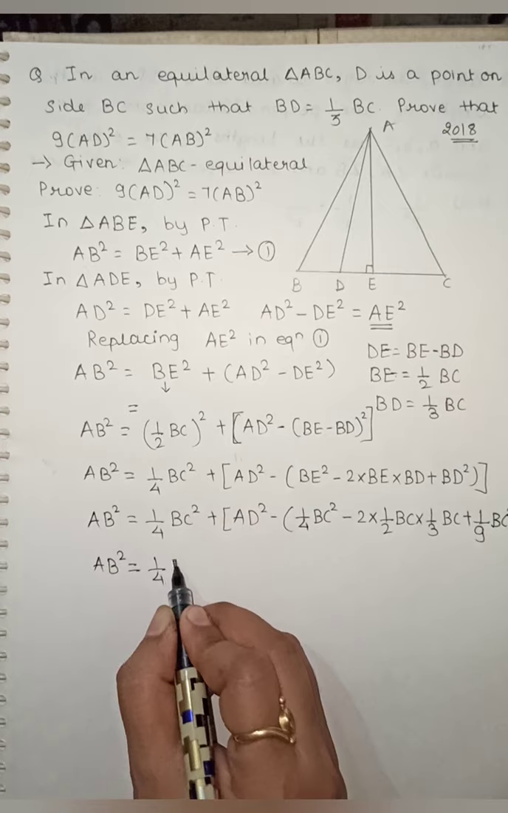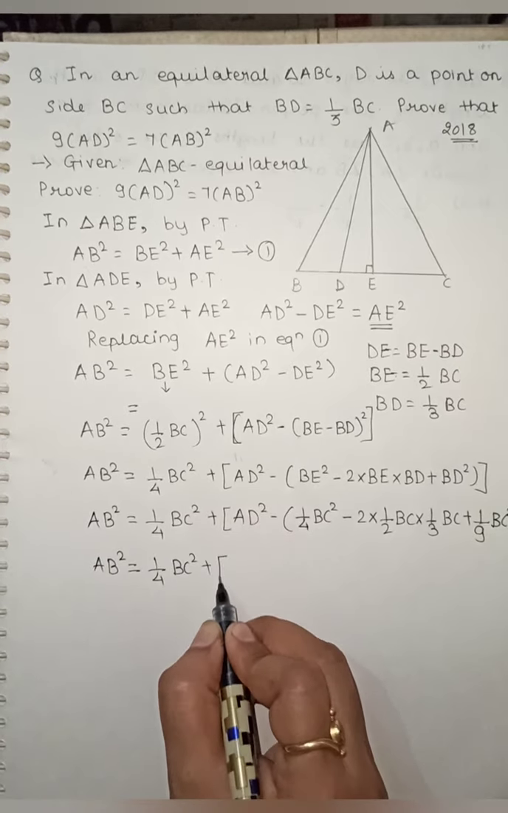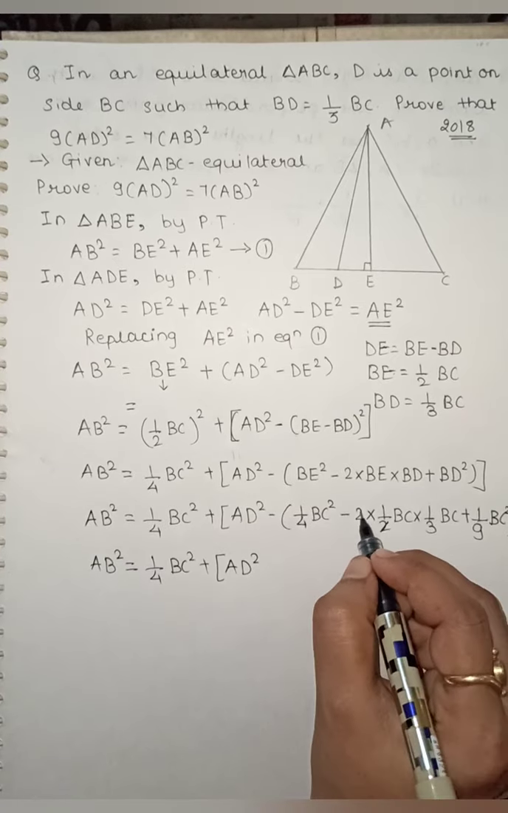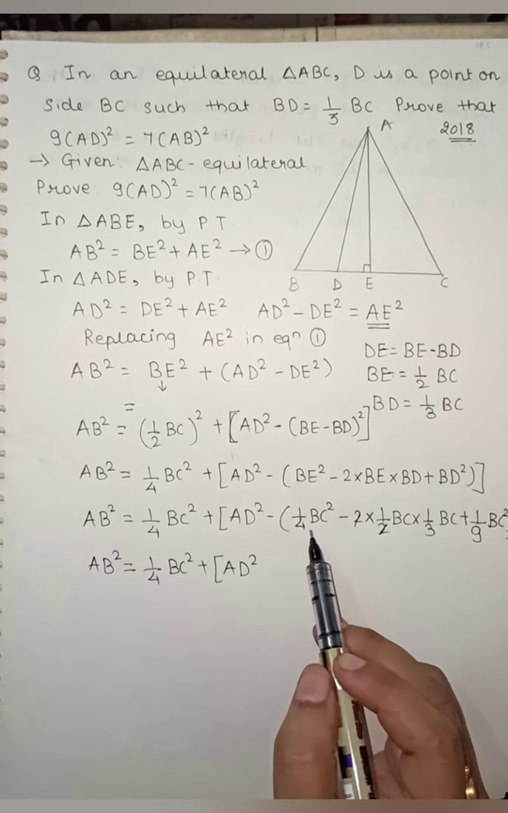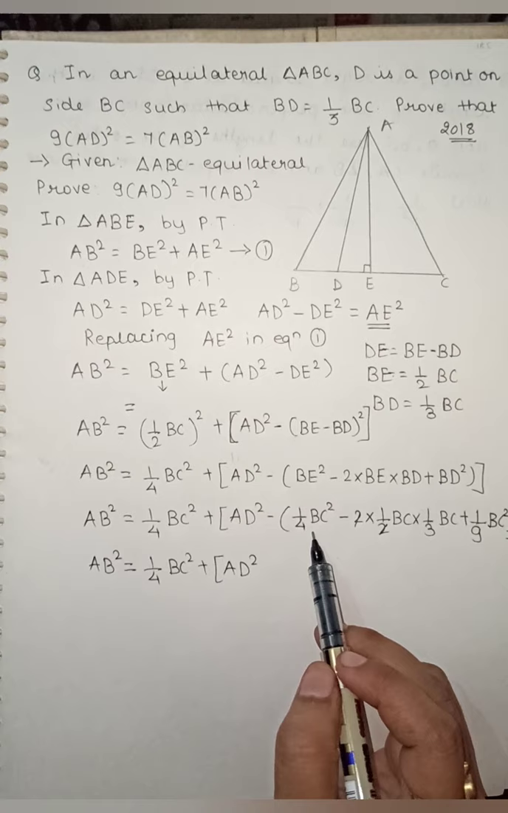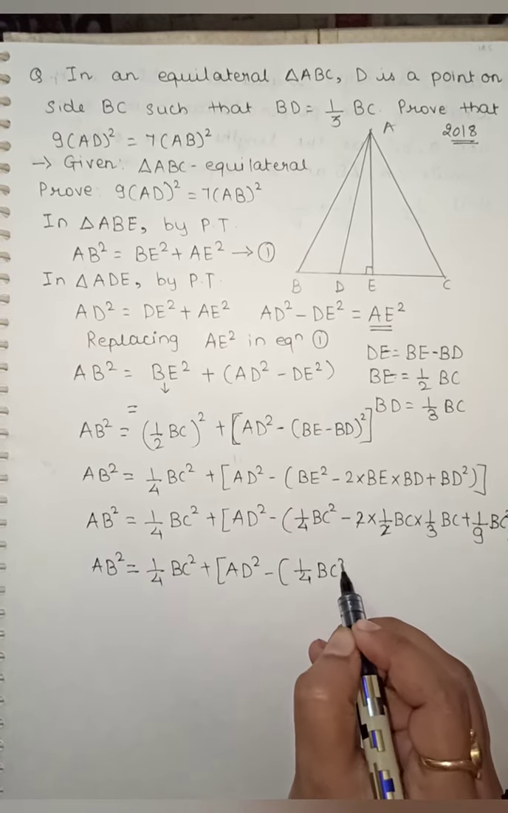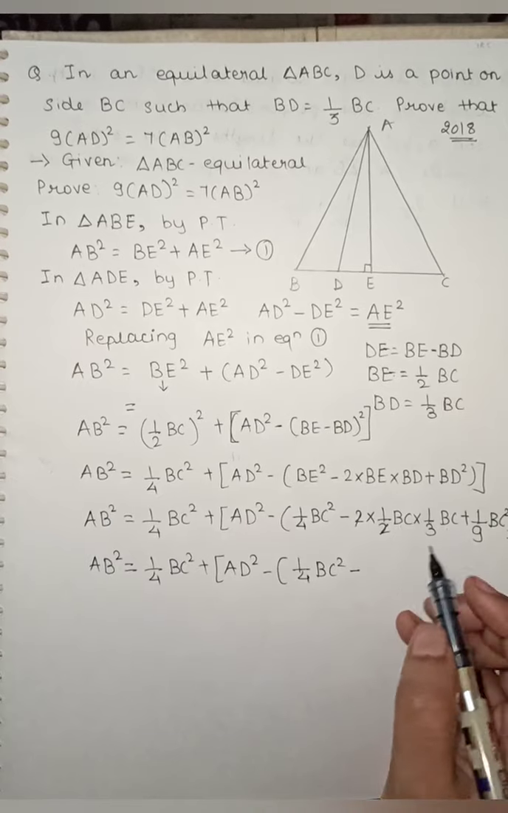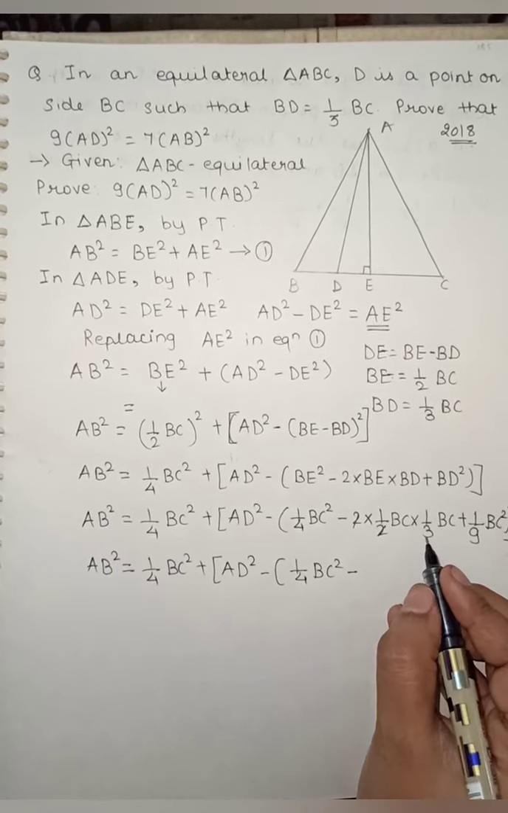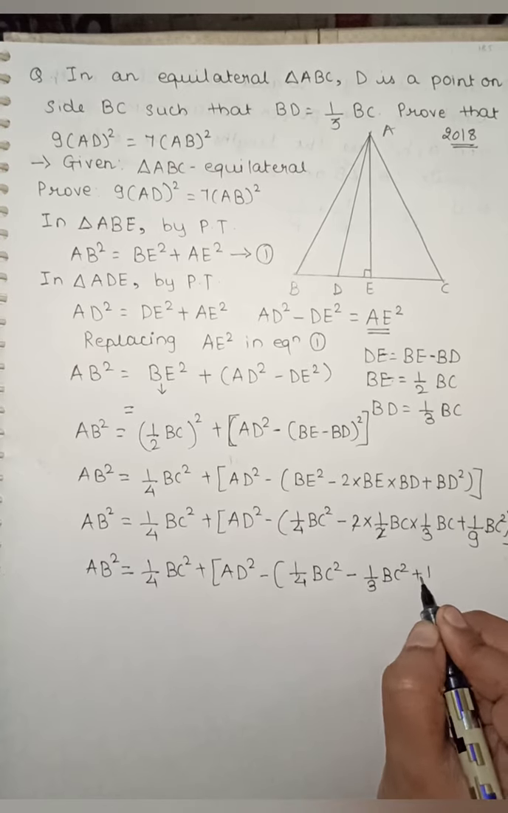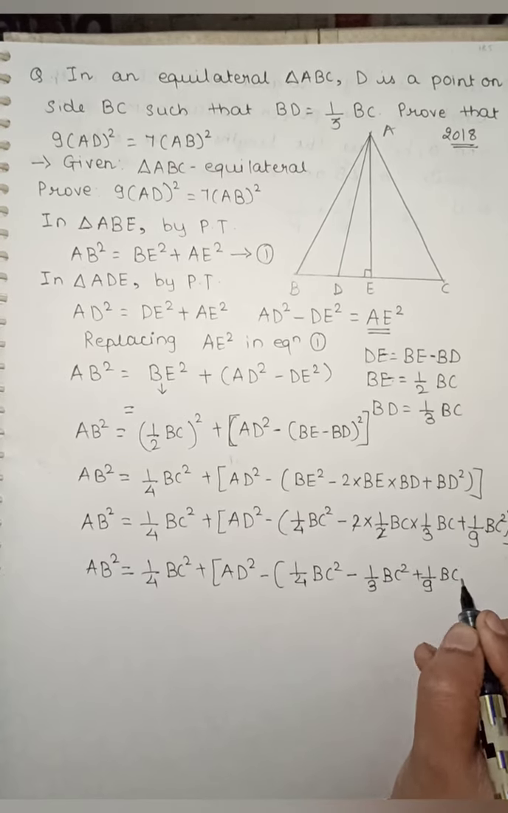So 1/4 BC square plus AD square. So this 2 and 2 will get cancelled. Yes. Further, 1/4 BC square minus BC into BC will be BC square, and this 3 in the denominator. So 1/3 BC square plus 1/9 BC square.